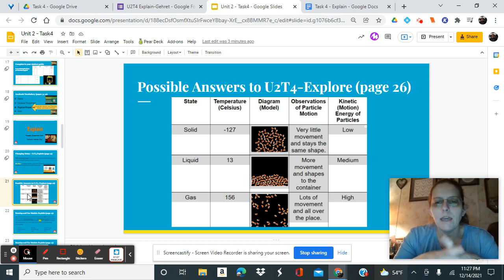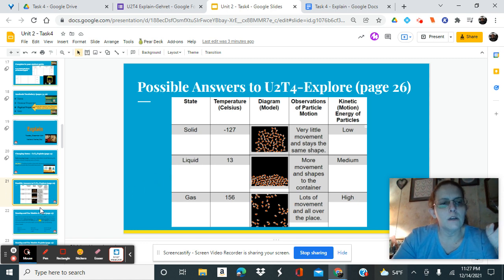Okay. Now, a gas has a lot of kinetic energy. It's kind of popping all over the place, and there's a lot of movement. So think about the kinetic energy. Think about these three things and the model that's in the middle there. Think about that as kind of the diagram that we're looking for.